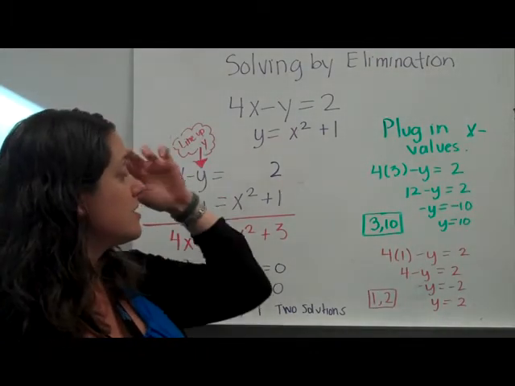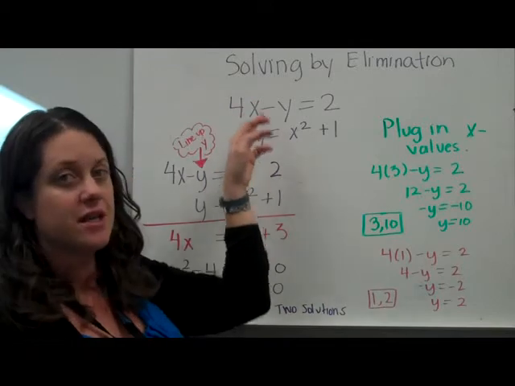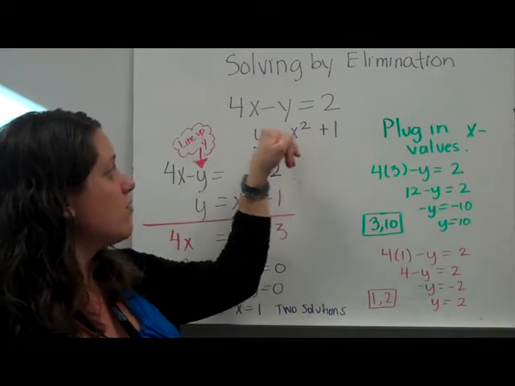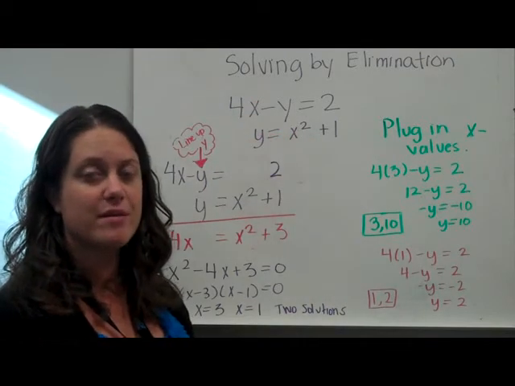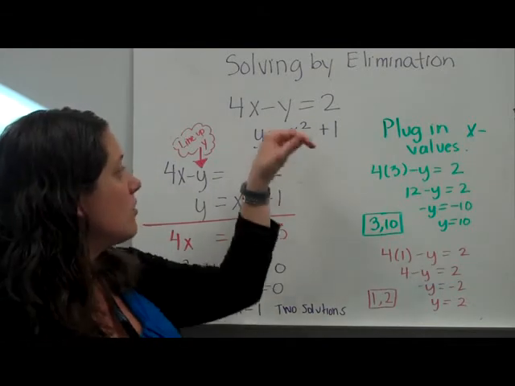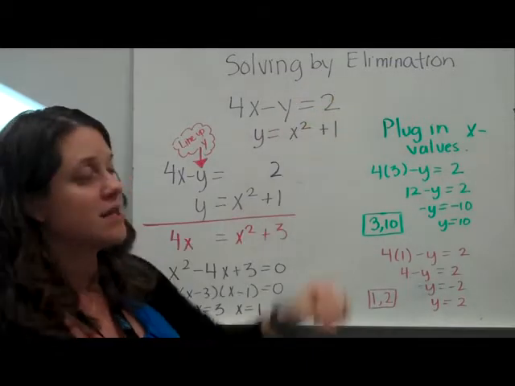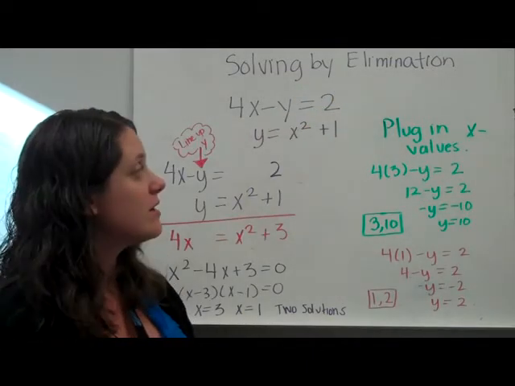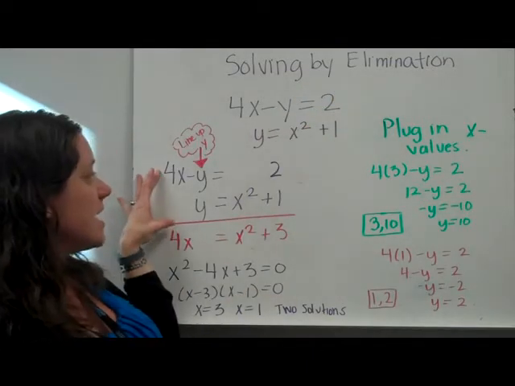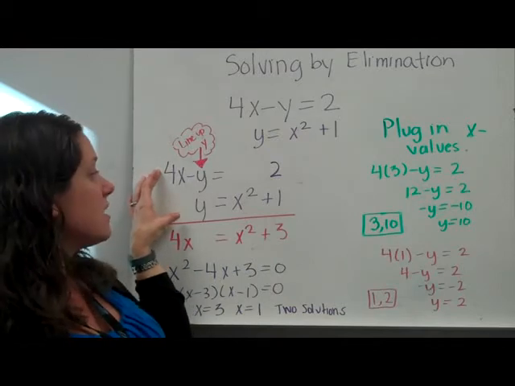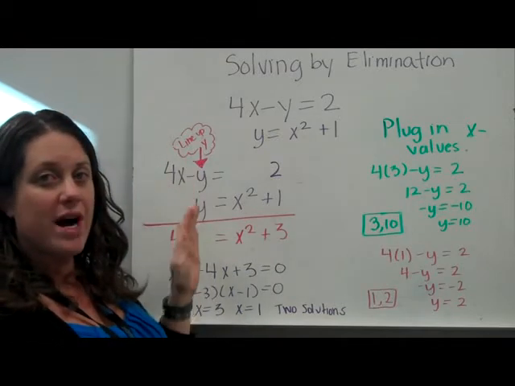So solving by elimination, you have these two equations, and one has an x squared and one has an x, and so you can't combine those. Okay, so what I'm going to do is I'm always going to get rid of the y's. So when you solve by elimination, it has to be the y's that you get rid of. So what you would do is you would line up your two equations in a way that the y's are lined up.